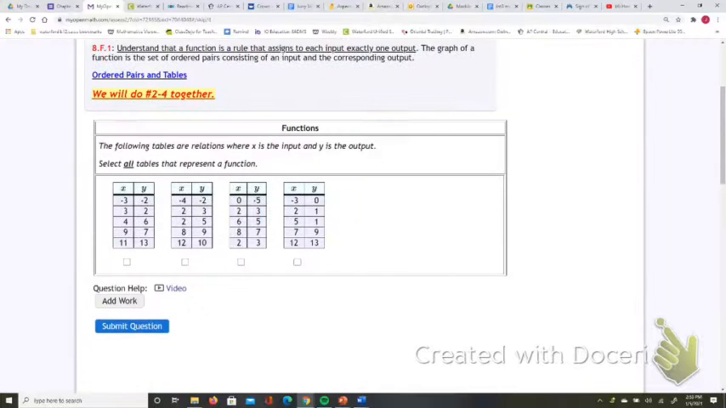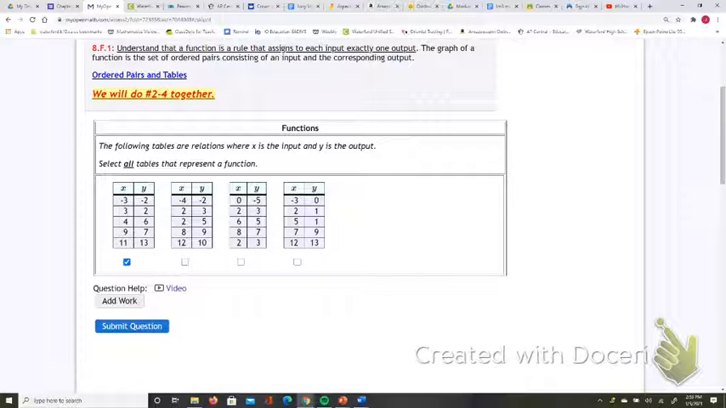Number 4. Okay, number 4 is the same as number 3, except instead of a list of points, it's a table. So now we're going to look at our x values in the table. -3, 3, 4, 9, 11. Okay, see how all the x's are different? Yes, it's a function.